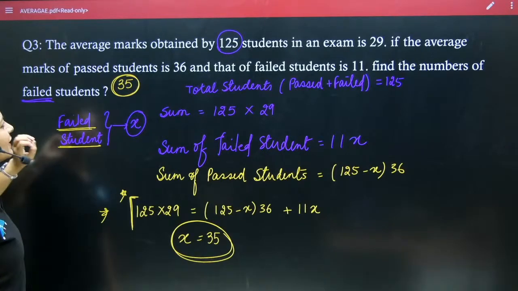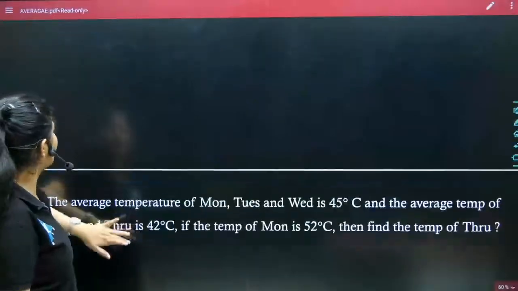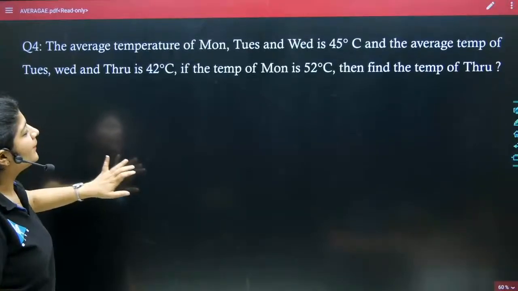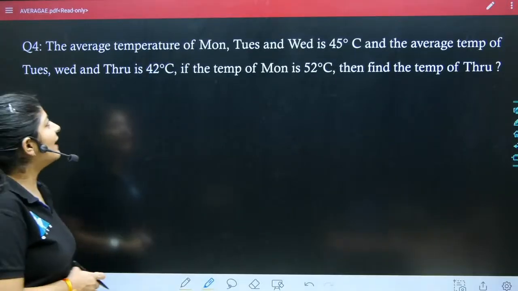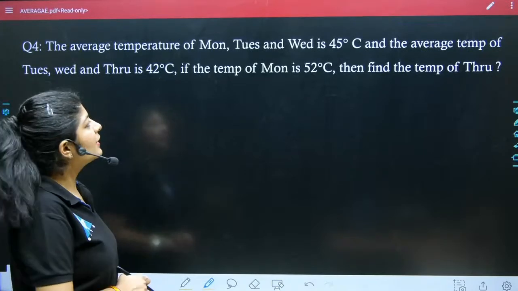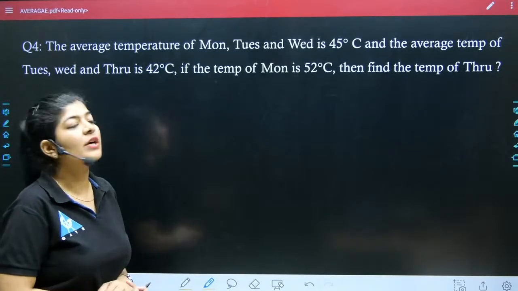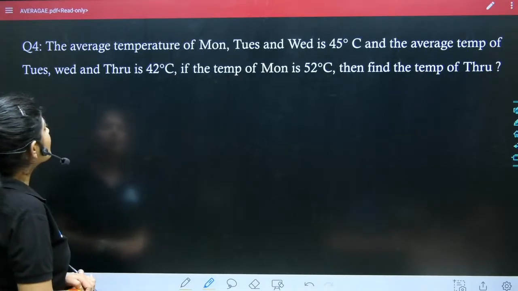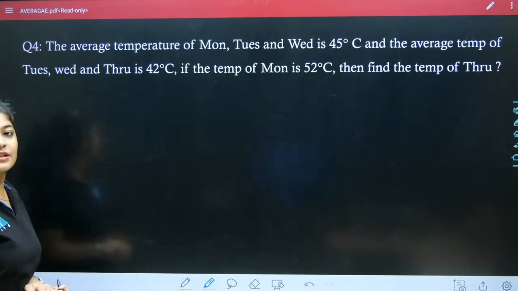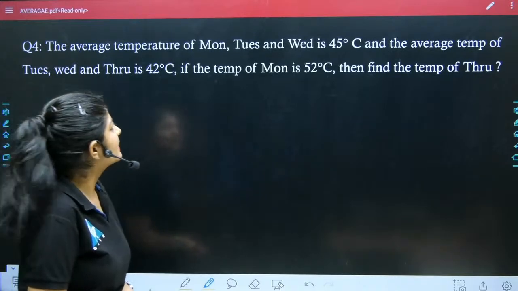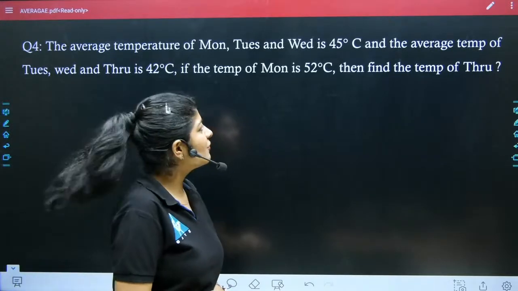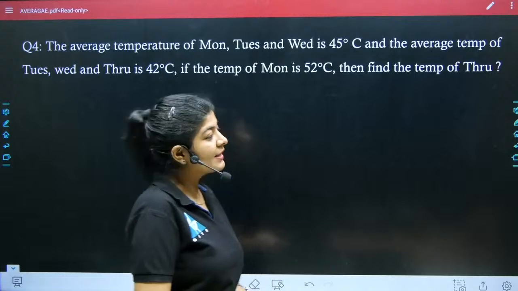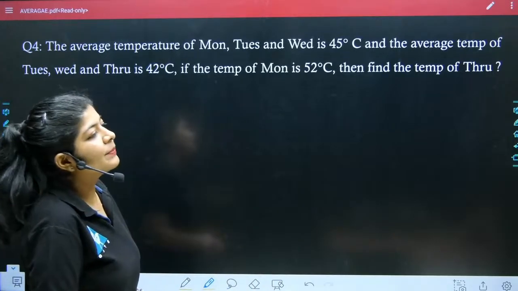Okay, now let's move to the next question, question number 4. The average temperature of Monday, Tuesday and Wednesday is 45 degrees Celsius, and the average temperature of Tuesday, Wednesday and Thursday is 42 degrees Celsius. If the temperature of Monday is 52 degrees Celsius, then find the temperature of Thursday.